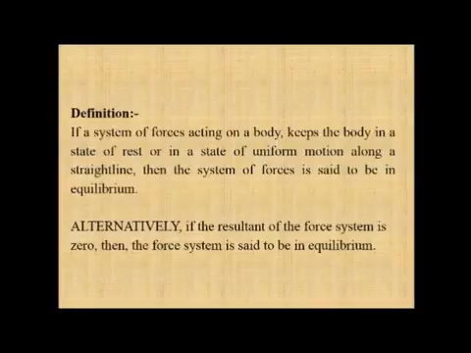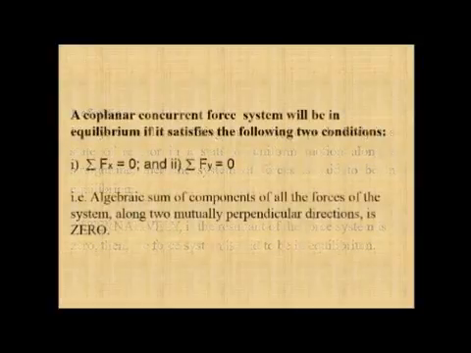If a system of forces acting on a body keeps the body in the state of rest or in the state of uniform motion along a straight line, then this system of forces is said to be in equilibrium. Or alternatively, you can say if the resultant of the force system is zero, then the force system is said to be in equilibrium. That means if the net resultant of total forces acting on a body is zero, then we will say the body is in equilibrium. So we will study all these types of bodies and systems.